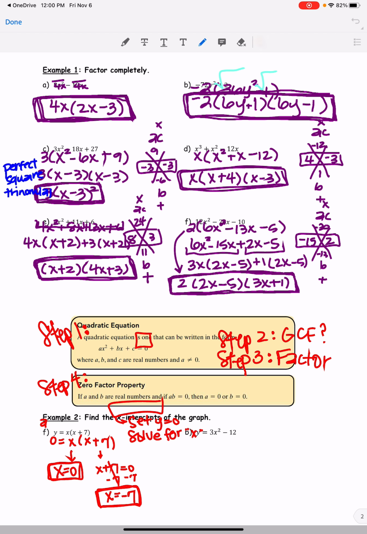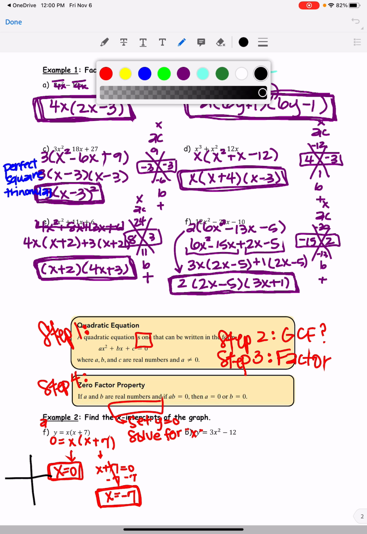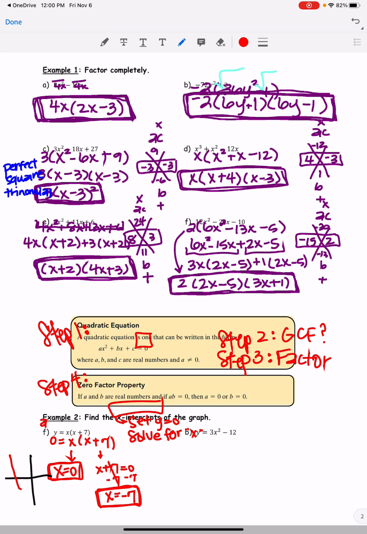So what does this look like? All right, this means we have some parabola right here, and it's going to cross right here at negative 7, and it's going to cross right here at 0. Okay, and of course we need to write those as ordered pairs. That's negative 7, comma 0, and 0, 0.